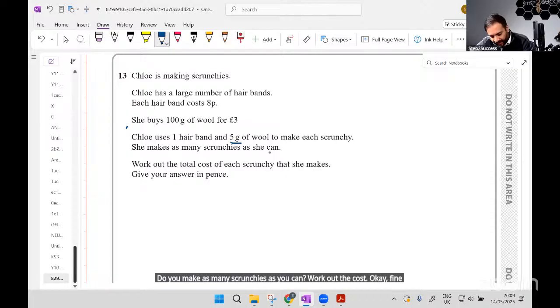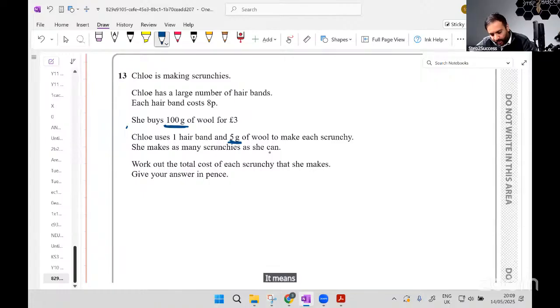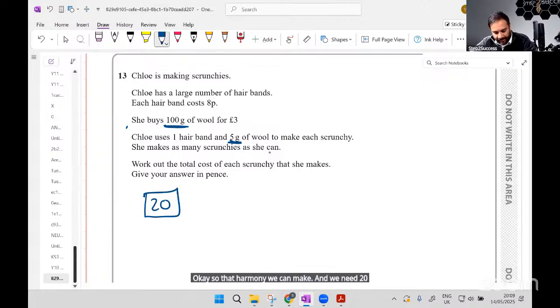If we're using 5 grams of wool and we've got 100 grams of wool, it means that we can make 20 scrunchies, right? If we use all of the wool. Okay. So that's how many we can make. And we'd need 20 hairbands as well. Just bear in mind because we're making 20.